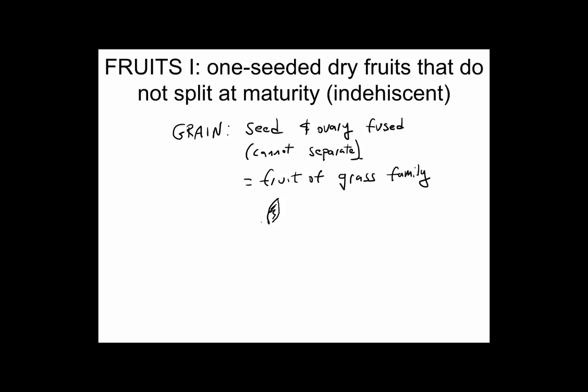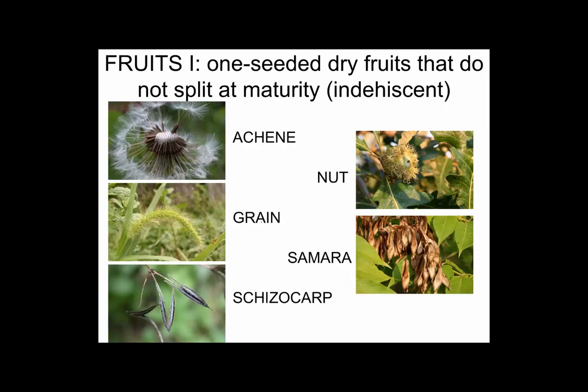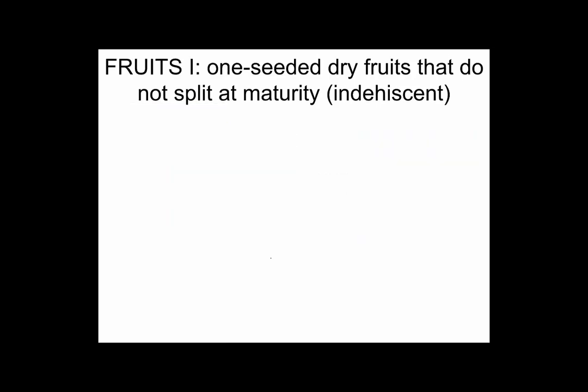And that's what grains are. Here's one of my favorites. It's called a samara. A samara is basically an achene with a wing. It's a fruit that's adapted for wind dispersal. These guys are kind of common.